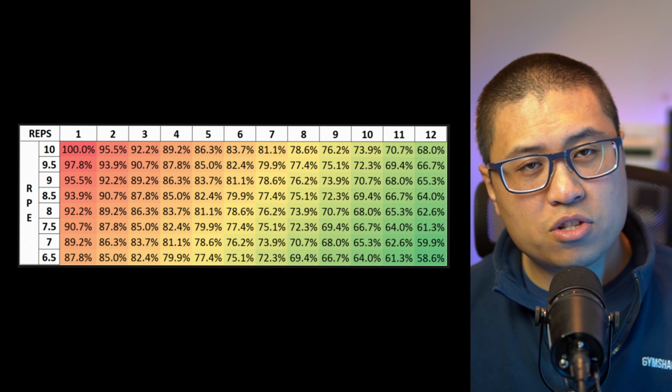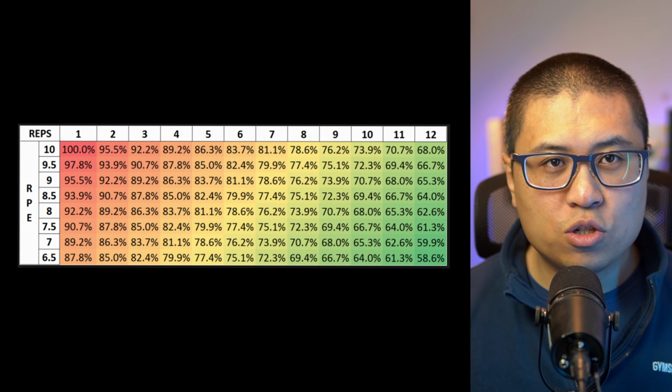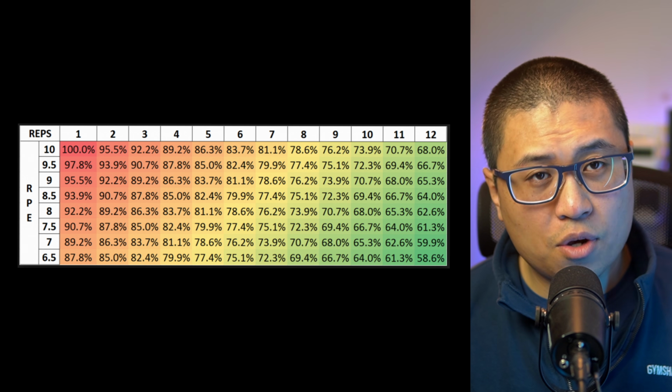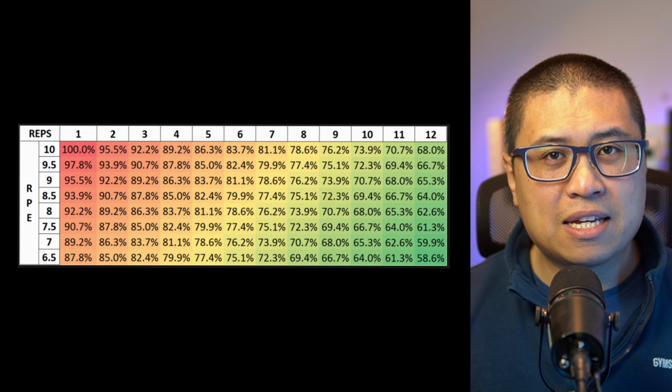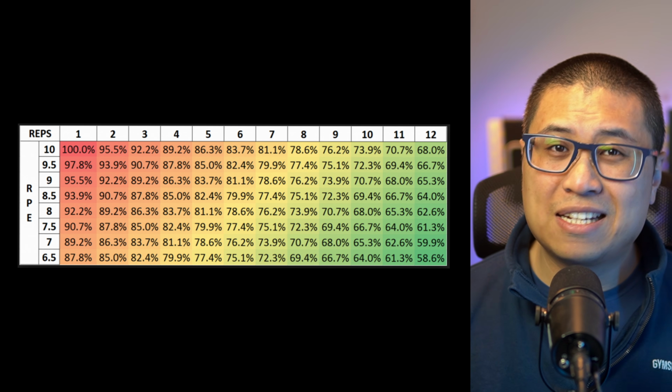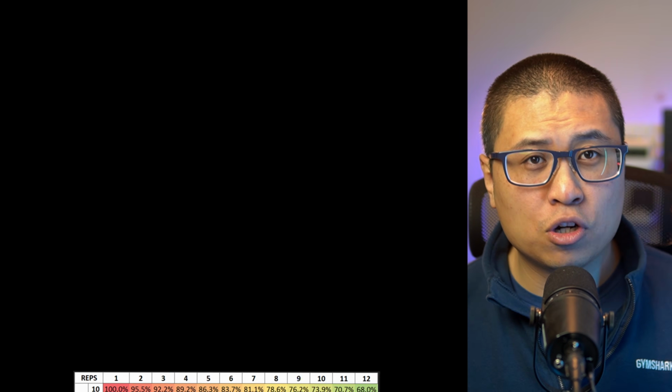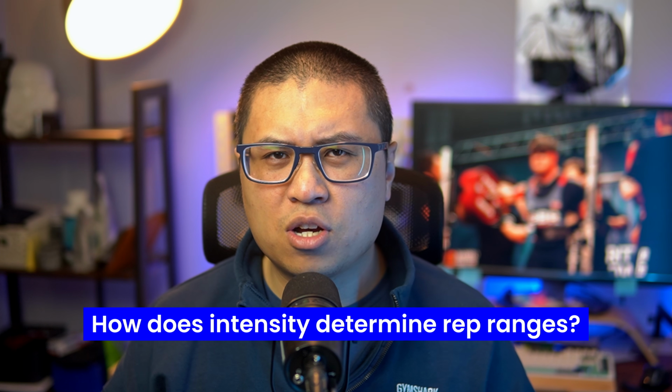And so if you choose a certain rep range, the highest percentage that you can use is the number on the very top row. So in my opinion, inevitably, this means that it's probably more useful to determine the intensity first before you determine the volume and rep range. Unfortunately, it's just not possible to talk about rep ranges without talking about intensity. So how does intensity determine rep ranges?